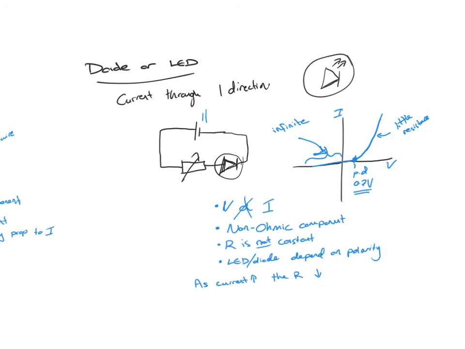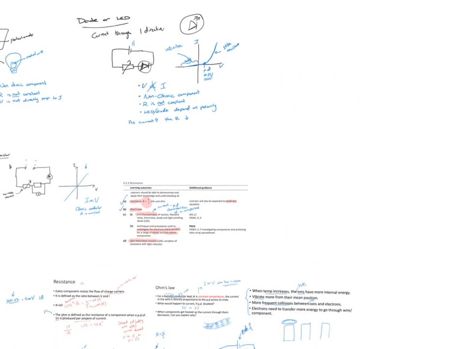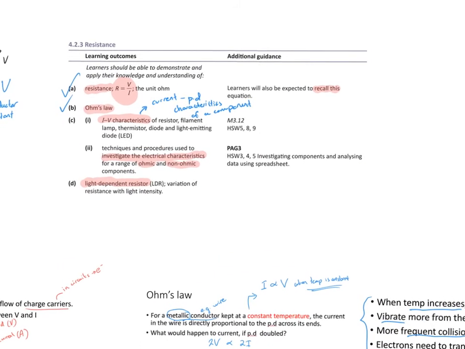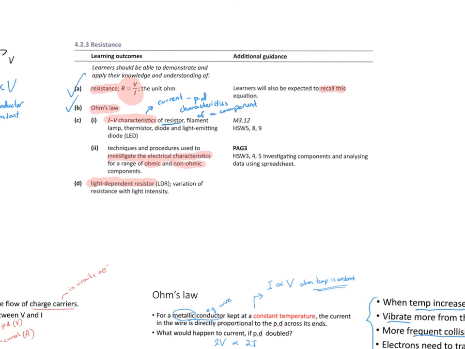So that's what we've already seen: the resistor, the filament lamp, diode, and LEDs, and we need to talk about the thermistor now. Okay, so what is a thermistor? Thermistors are temperature sensing components.